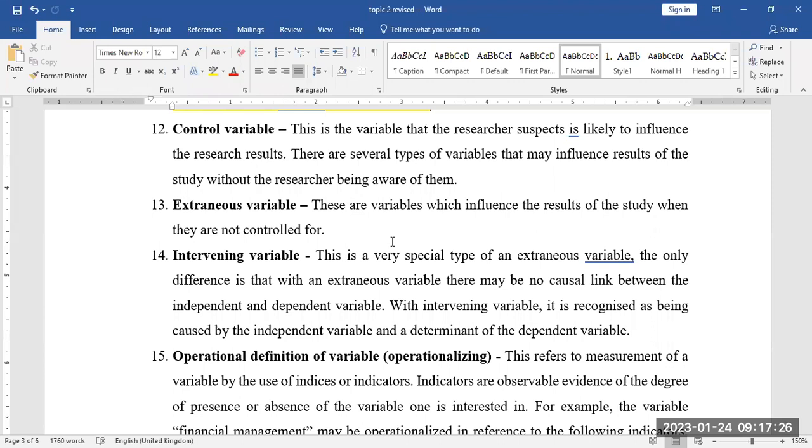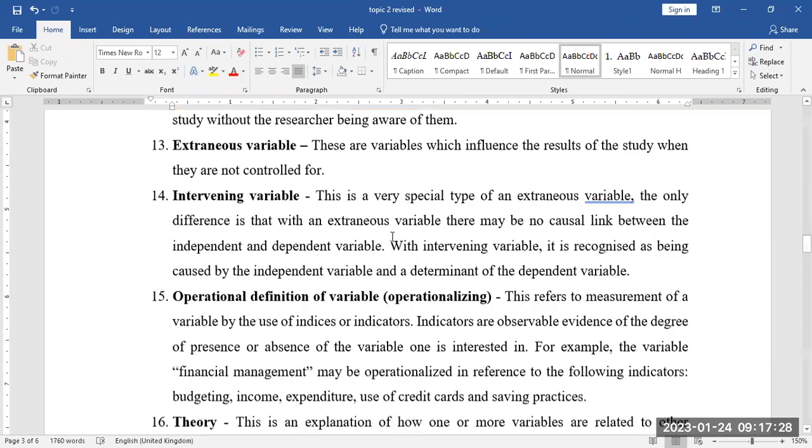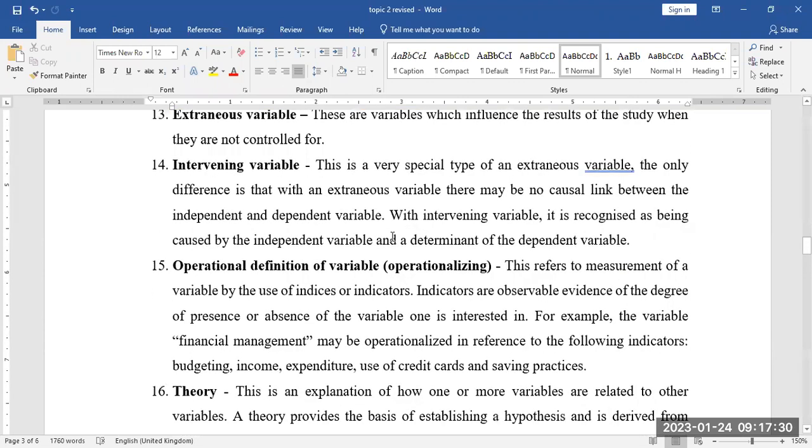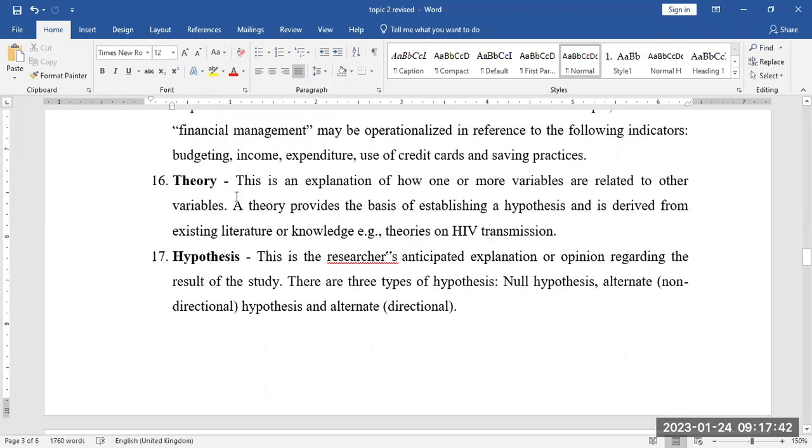Then we also have intervening variables. These are special types of extraneous variable, and the only difference is that with an extraneous variable, there may be no causal link between the independent and the dependent variable. Then we have a theory. A theory is a tentative explanation of the world around you. So a theory explains why things are the way they are around you.